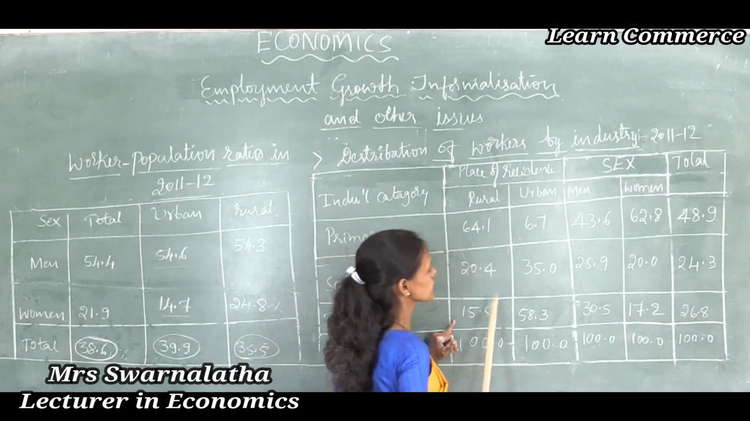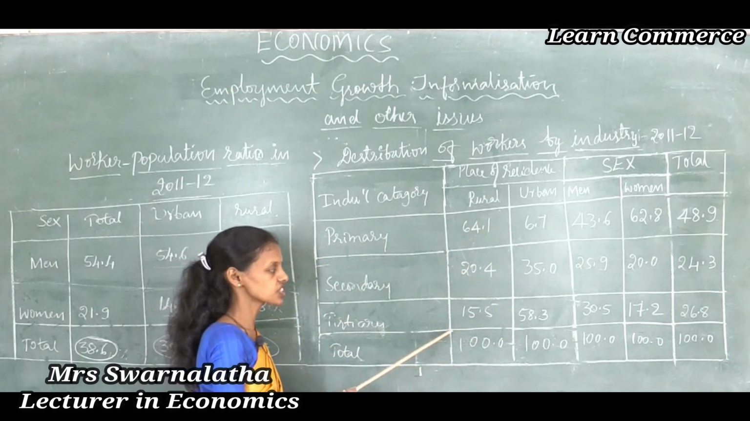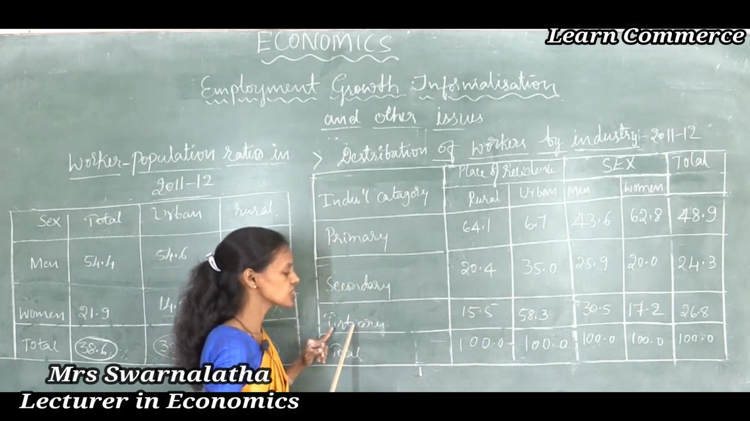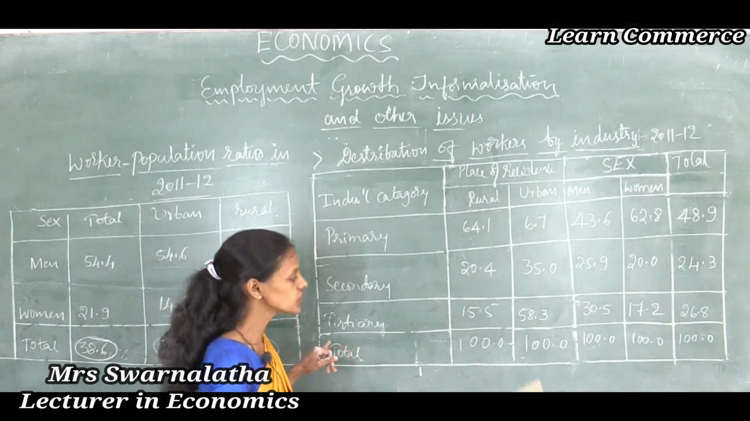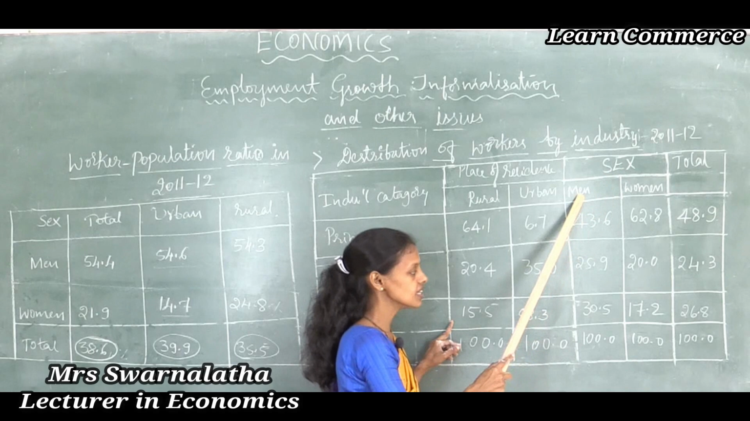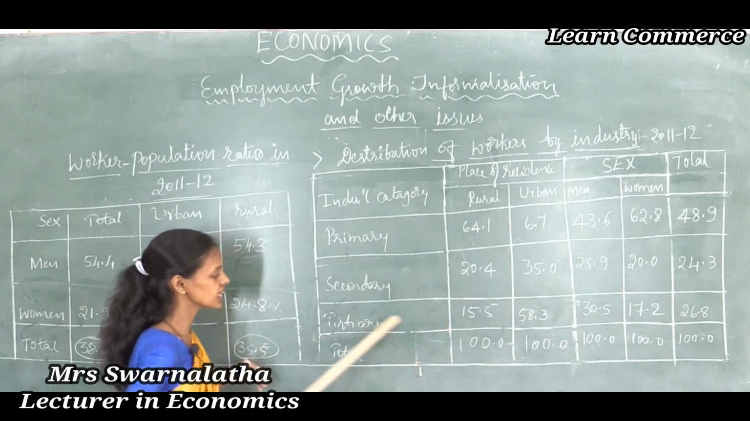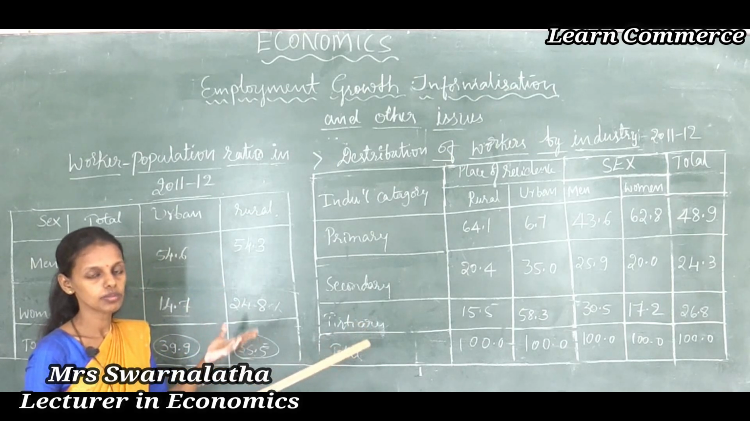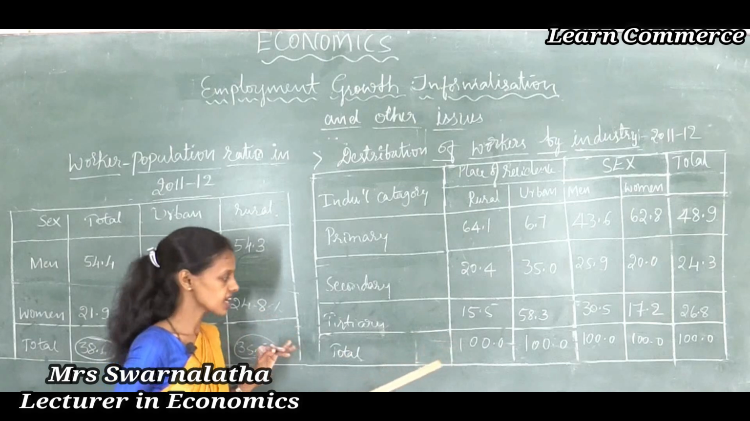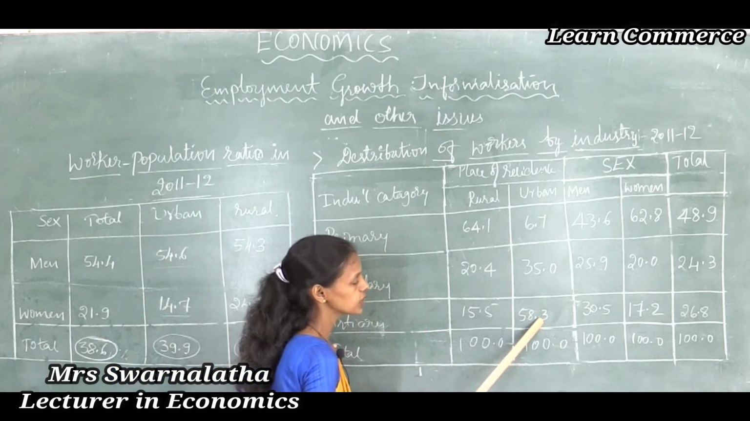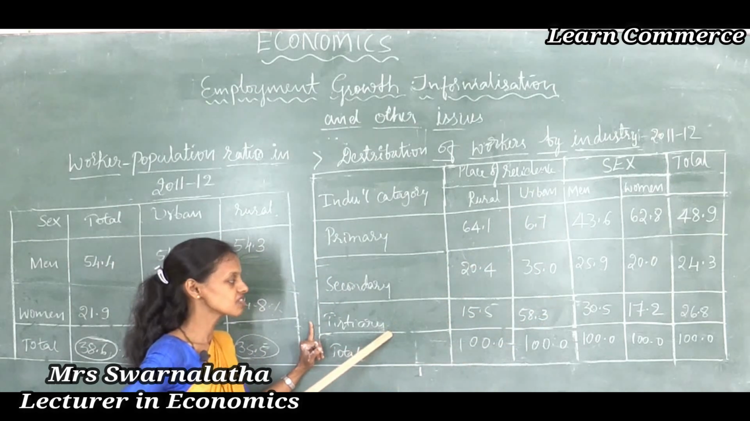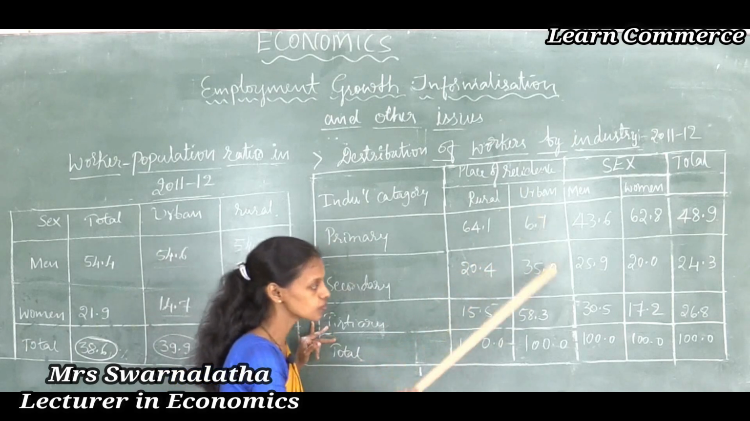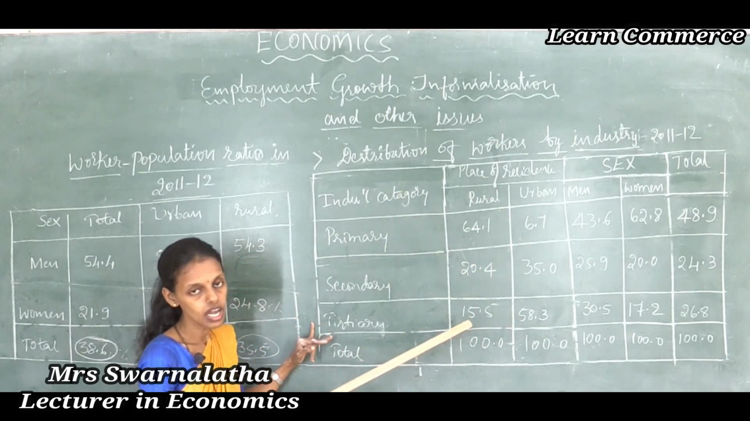Next, the tertiary sector. The rural population engaged in tertiary sector activities is 15.5% and the urban population engaged in tertiary sector activities is 58.3%. Sex ratio you can see. Tertiary, or service sector, means service providing: transport, communication, education, all are tertiary sector activities. 58.3% of urban people are engaged in the service sector. There is a higher share of service sector activities in the urban population than in the rural population.